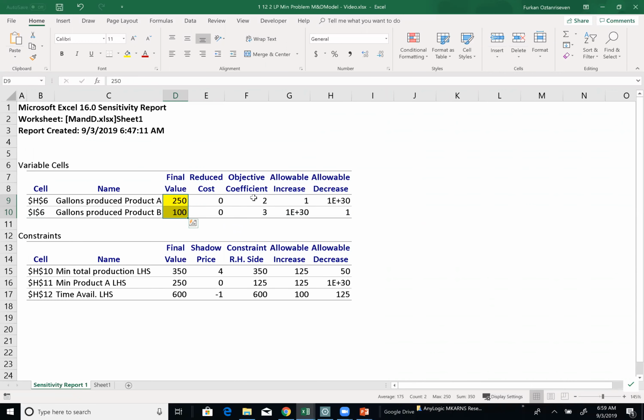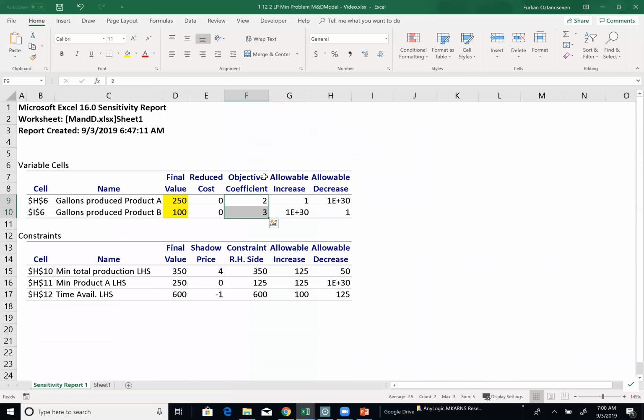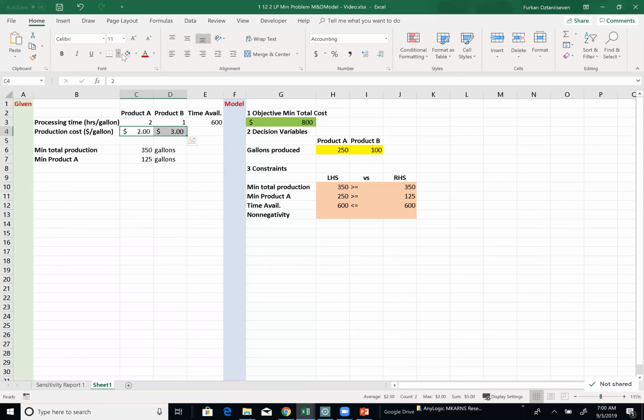So coefficients here are given as well, $2 and $3. And you can see that we use those $2 and $3 to calculate our objective function, which these values right here. All right. So if I color code them too, these values are same as my coefficients right here.